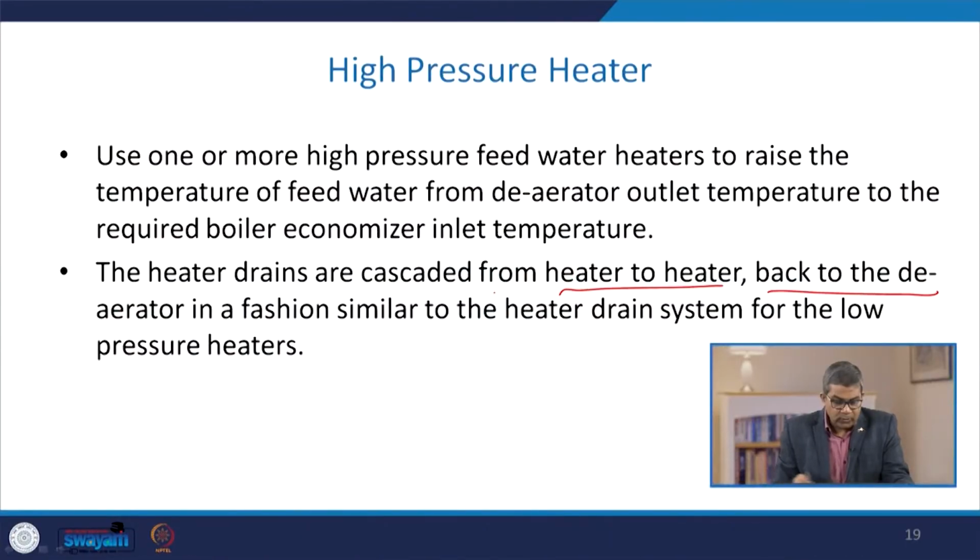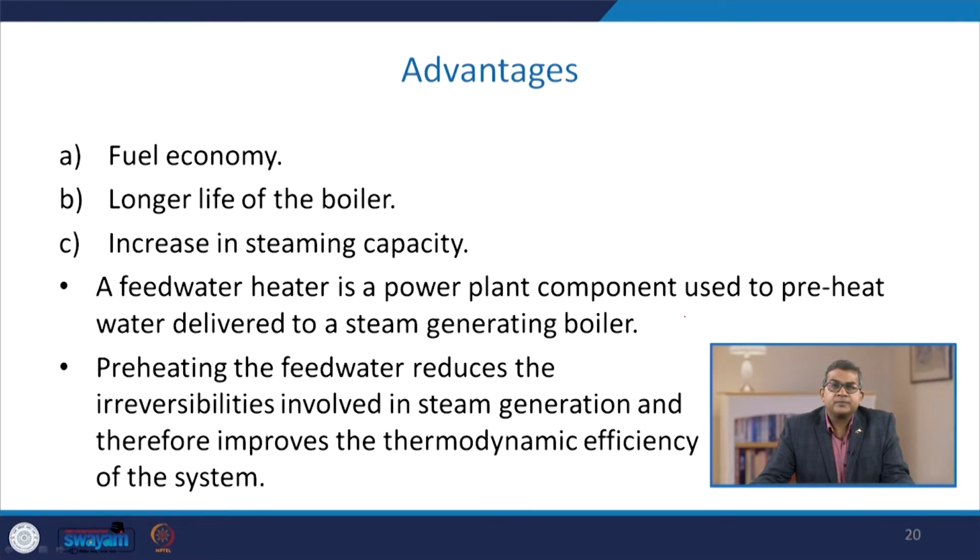Let us talk about the high pressure heater. You may use one or more high pressure feed water heaters to raise the temperature of feed water from the deaerator outlet temperature to the required boiler economizer inlet temperature. These heater drains are cascaded from heater to heater back to the deaerator in a fashion similar to the heater drain system for the low pressure heaters.